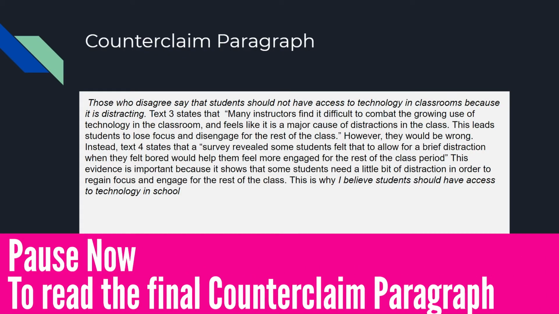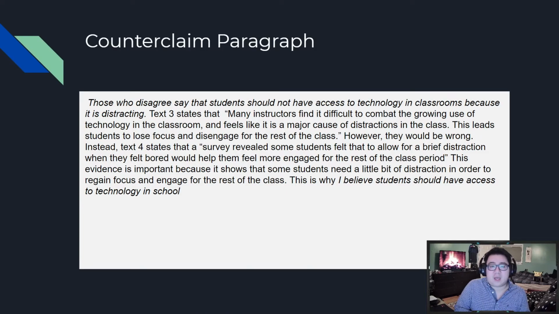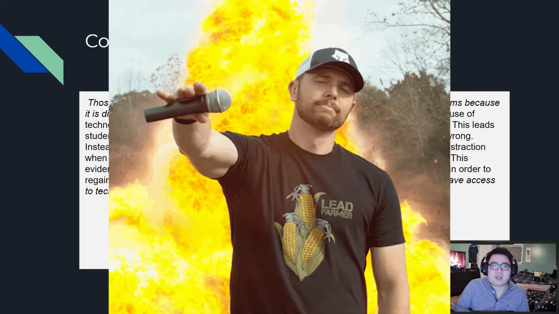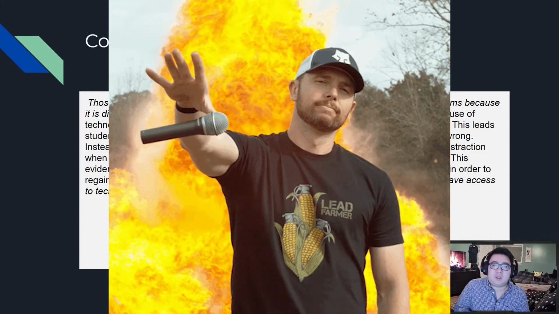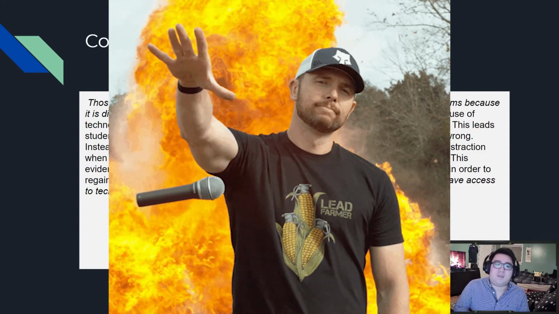So this is our completed counterclaim paragraph, showing that after we give our reasons for supporting argument, we understand the other side of the argument, we understand the opposing claim, we have seen evidence supporting the opposing claim, and then we give our rebuttal showing why that opposing claim is wrong, and then really dissecting and destroying the other side of the argument to show that we really know what we're talking about.